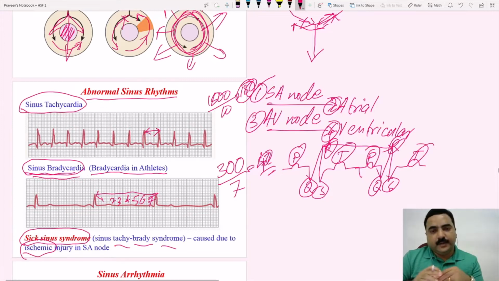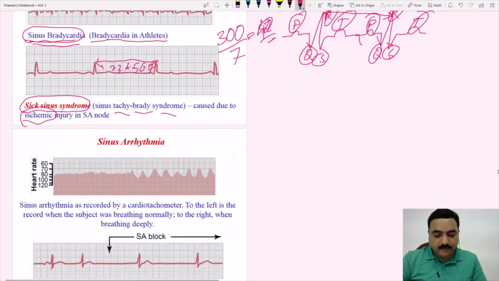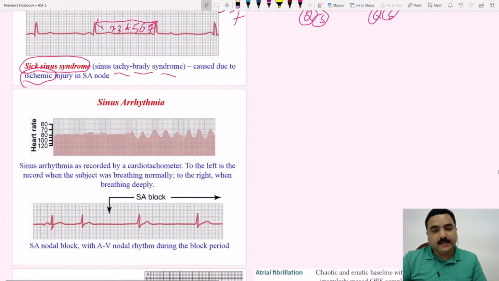Maybe you might have studied the blood supply to the SA node. Please go and revise the blood supply part that you have studied in your anatomy. What are the arteries that supply the SA node? If there is a block in that, you can get a sick sinus syndrome. That's normally how they ask you in the exam. They will show you a sick sinus syndrome and then ask you what is the problem.